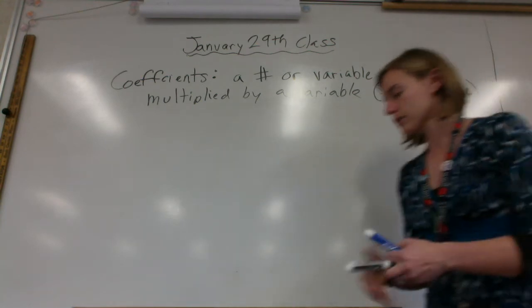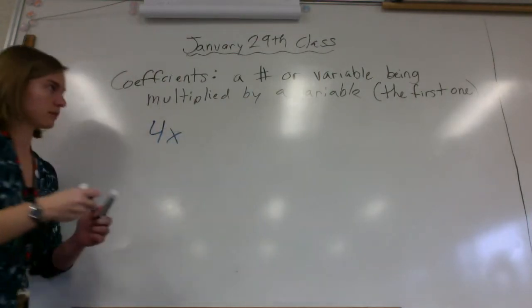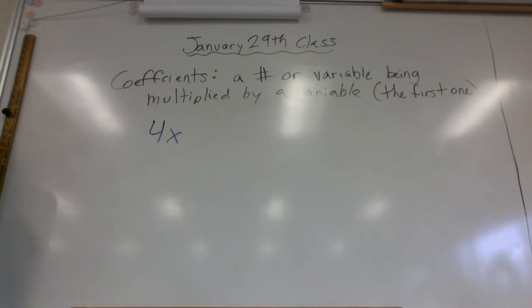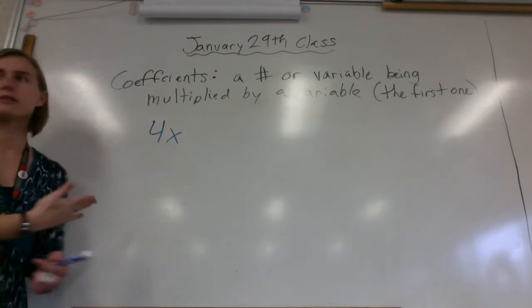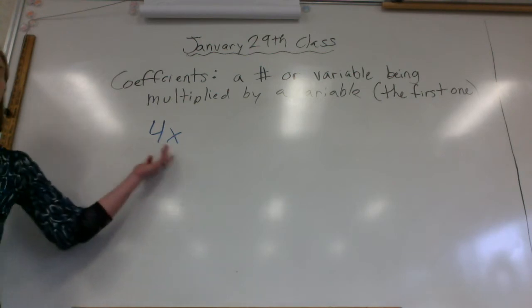what this means. So let's say I had 4x. Which part of that is the coefficient? Is it the 4 or is it the x? What do you think? The 4. The 4 is the coefficient to x. So you'll hear that a lot: we have a coefficient of 4 being multiplied by x.